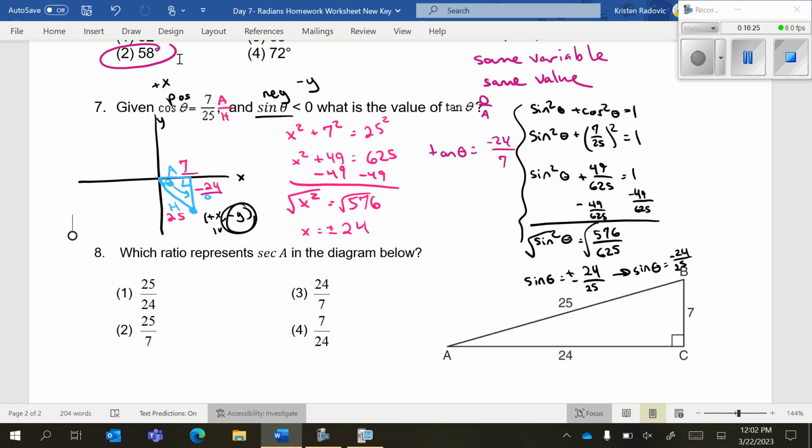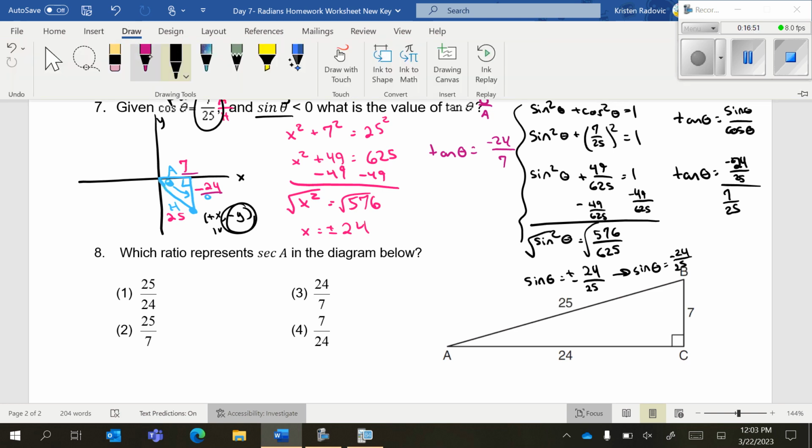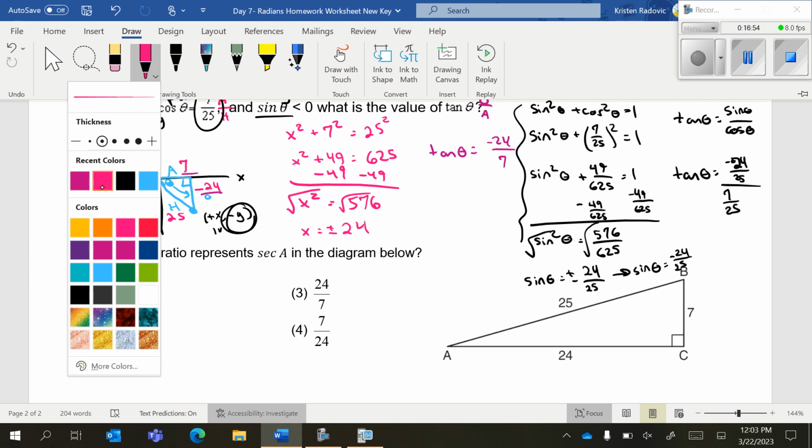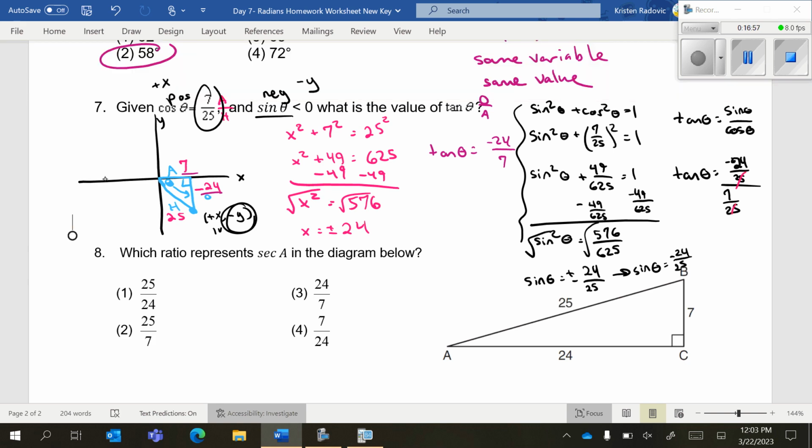So once you actually figure out what sine is, you know that tangent is sine over cosine. We just figured out that sine was negative 24 over 25. And cosine, the problem told you, cosine was 7 over 25. Now, if you are dividing two fractions and your fractions have the same denominator, they go away. And you're going to be left with tangent equals negative 24 over 7, which was the same answer that we got by making a triangle.